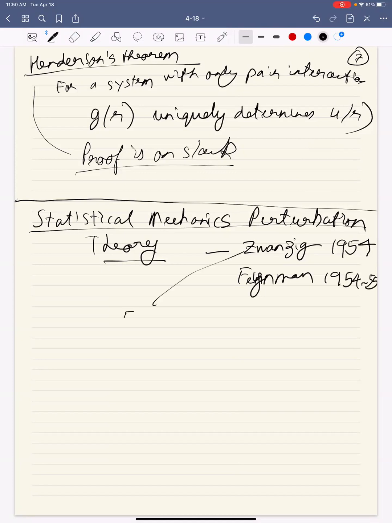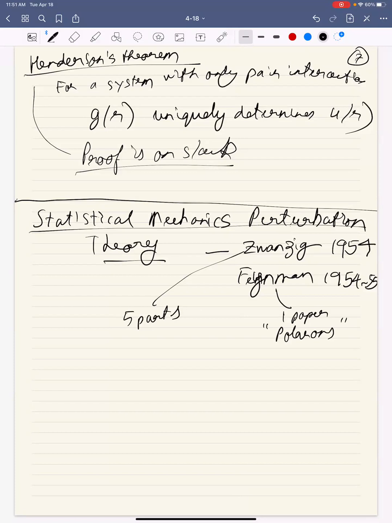Zwanzig's papers are 5 parts: paper A, paper B, paper C, paper D, paper E. Feynman's paper was one paper, and it was related to something known as polarons. These 2 papers came out basically in very quick succession, with the same idea of how to derive properties of interacting systems by thinking about them as a perturbation over non-interacting systems. So this existed for a very, very long time.